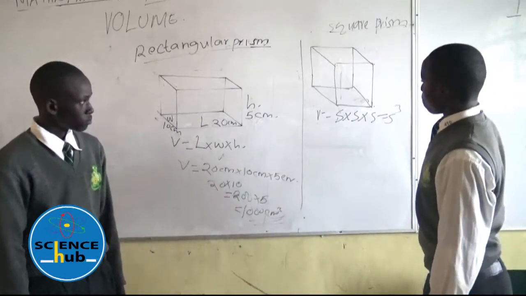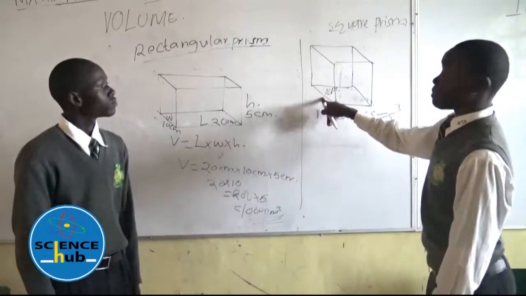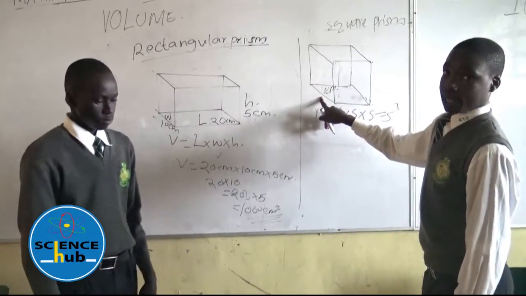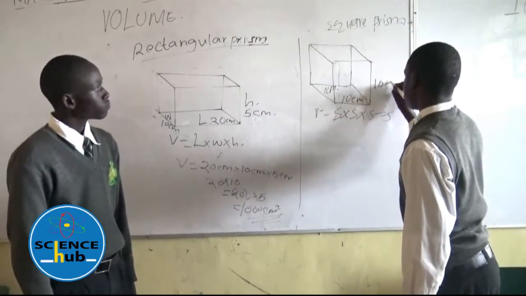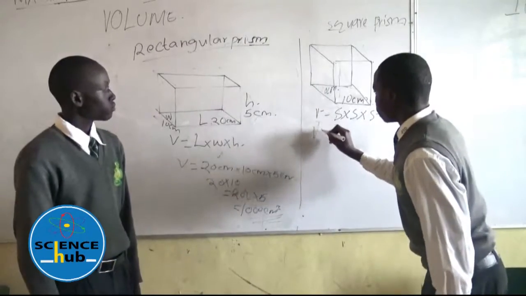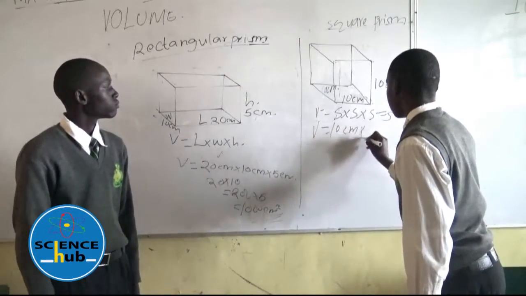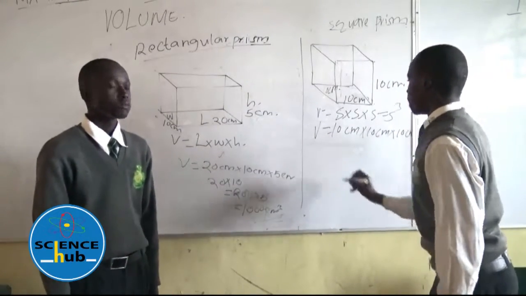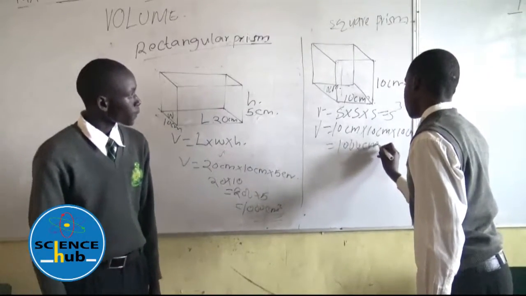Let's say for example, here is 10 centimeters. Meaning that if here is 10 centimeters, even the length and the height is 10 centimeters. So here also we have 10 centimeters, here also we have 10 centimeters. And therefore, the volume of the square prism is going to be 10 centimeters multiplied by 10 centimeters multiplied by 10 centimeters. This is going to give us 1000 centimeters cubed.